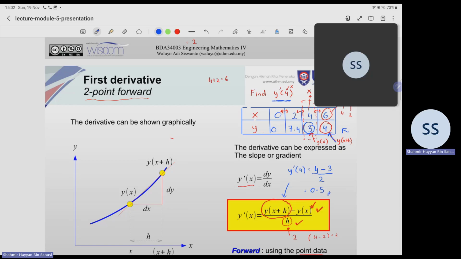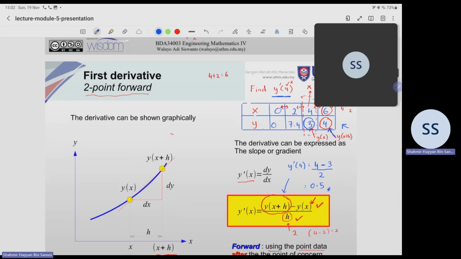It's quite straightforward and easy. All you need to understand is that you need to know what is your y(x plus h), what is your y(x), and what is your h value. Then we can solve it using 2-point forward.